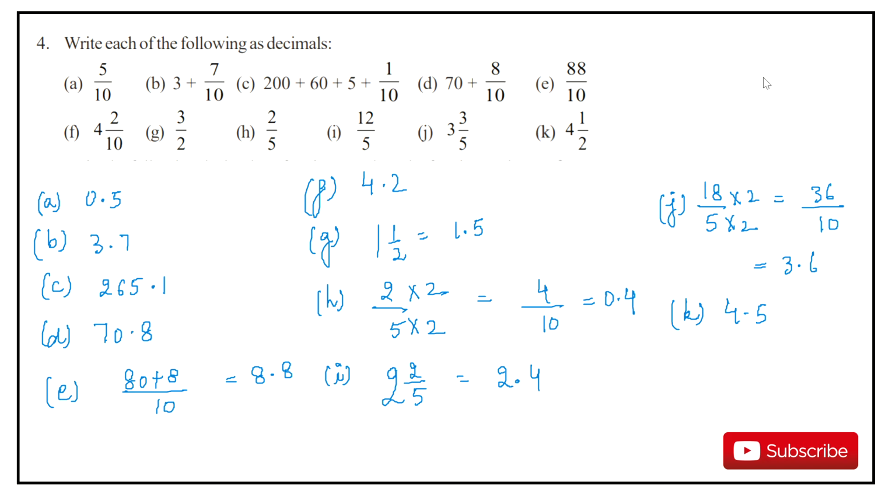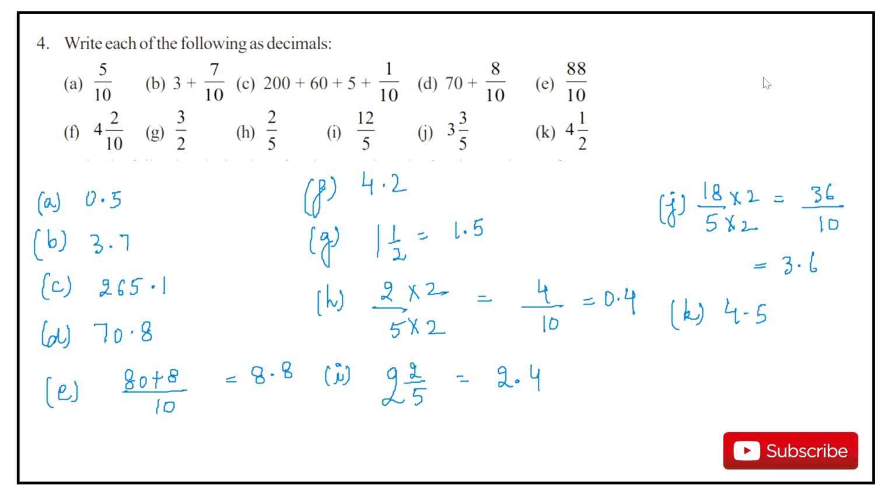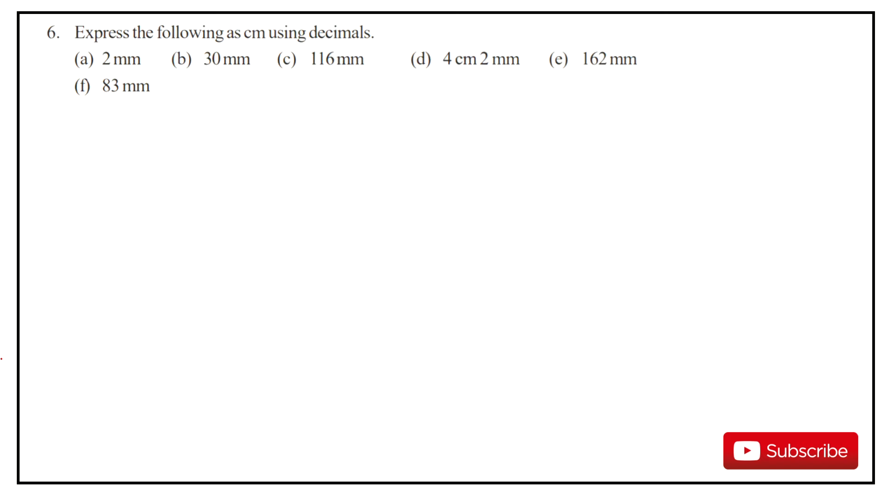Okay, let's go further with the fifth question. I hope everybody has written the answers for the fourth one. Write the following decimals as fractions. Till now, we were only placing them in the place value chart, or we were writing in decimals. Now we are doing one step extra, that is we are converting decimals into fractions. Is it clear? Okay.